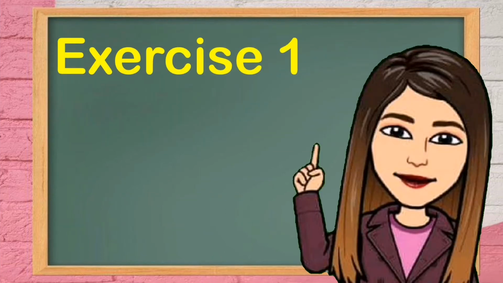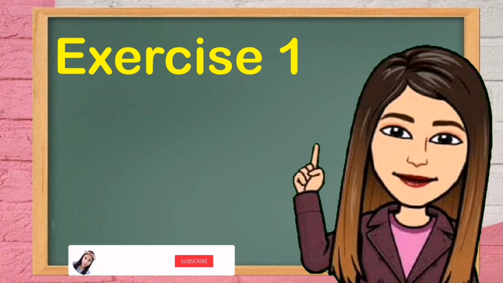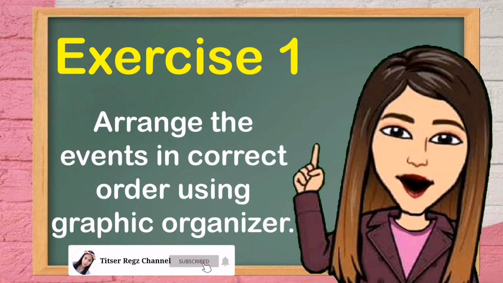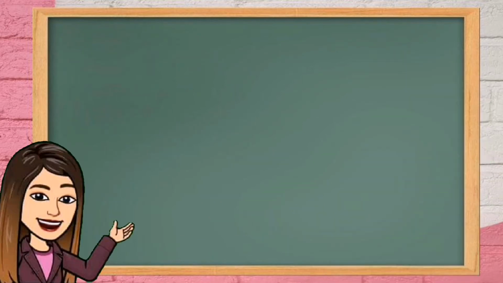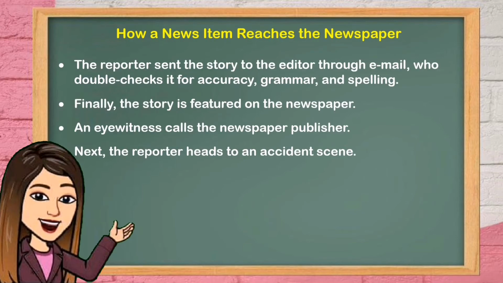Now, let us try to answer exercise 1. All you have to do is to arrange the events in correct order using the graphic organizer. Are you ready? Let's get started. So here are the events on how a news item reaches the newspaper. You are going to arrange them in correct order using the graphic organizer.